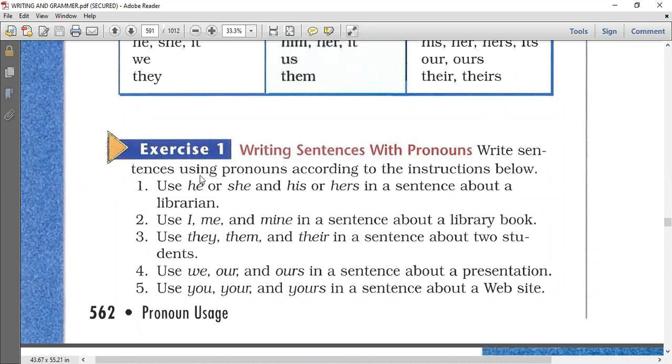Write sentences using pronouns according to the instructions below. I want you to use he or she and his or hers. If you choose he, it will be his. She, it will be hers. In a sentence about a librarian. Write a sentence or say a sentence using he and his or she and hers in a sentence about a librarian. Who's ready?